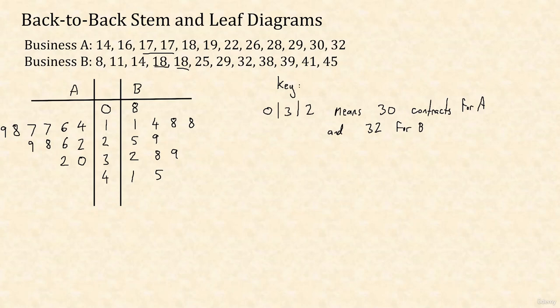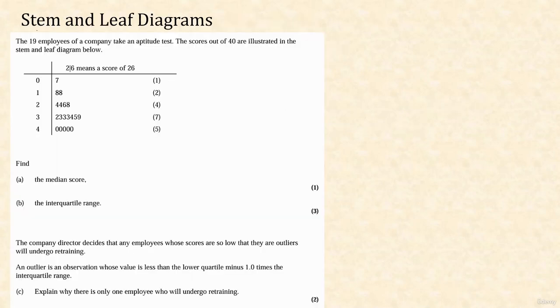Let's explore this further with some exam problems. So here we have the 19 employees of a company take an aptitude test. The scores out of 40 are illustrated in the stem and leaf diagram below. Here they are. So can we find the median score? Well, yes, we can. That's not too challenging.